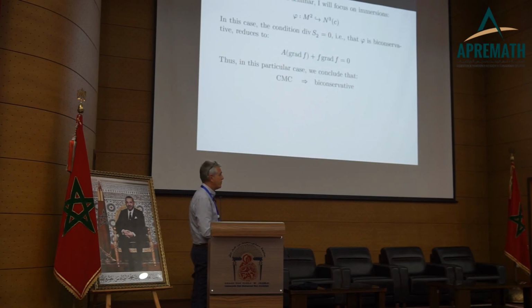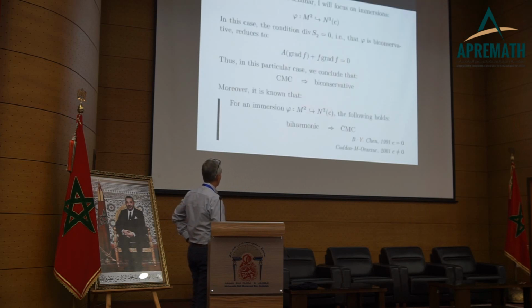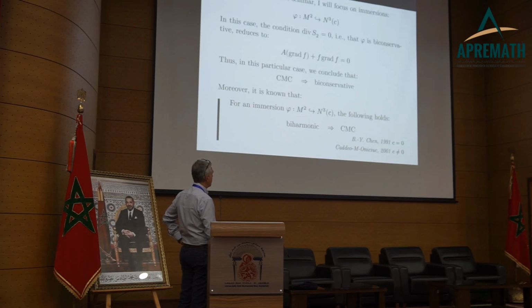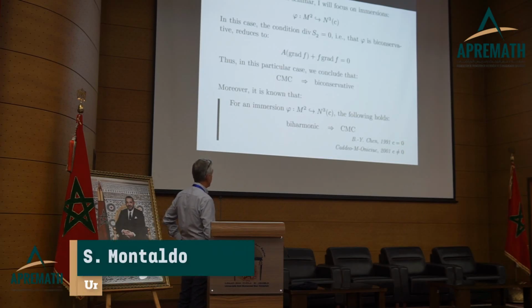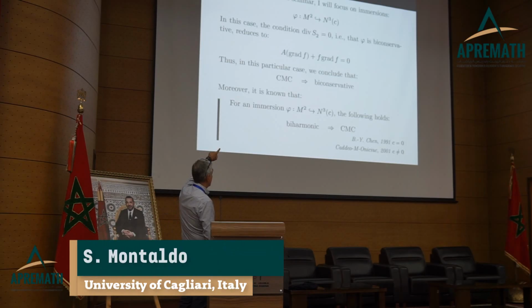But now comes the point that just in this case, for surfaces in a 3-dimensional manifold, you can actually prove that biharmonic implies CMC, which was one of the main conjectures I was telling you before, but this is true in this particular dimension. This was proved by Bang-Yen Chen when chi is 0, and we proved it later when chi was different from 0.